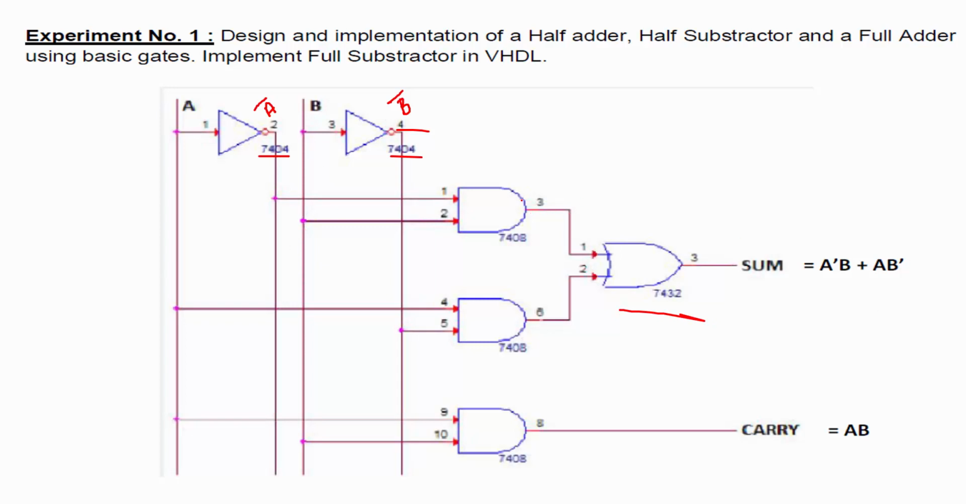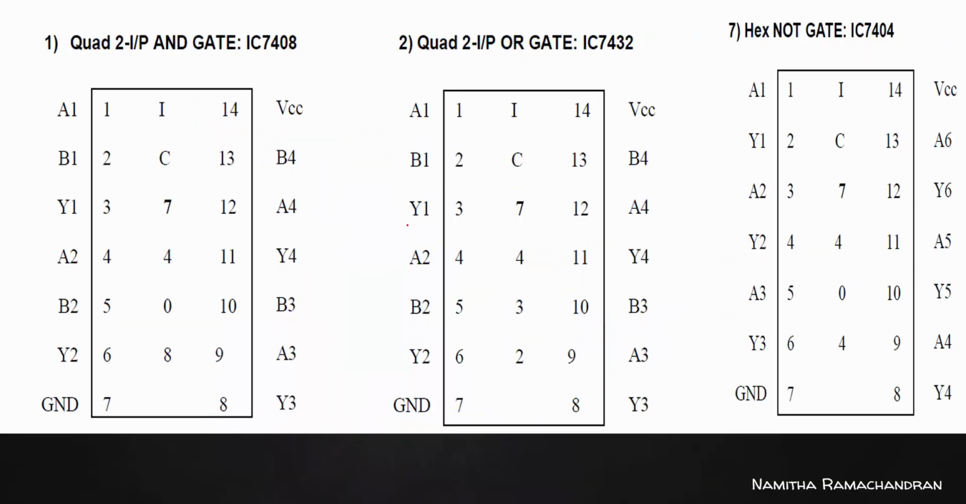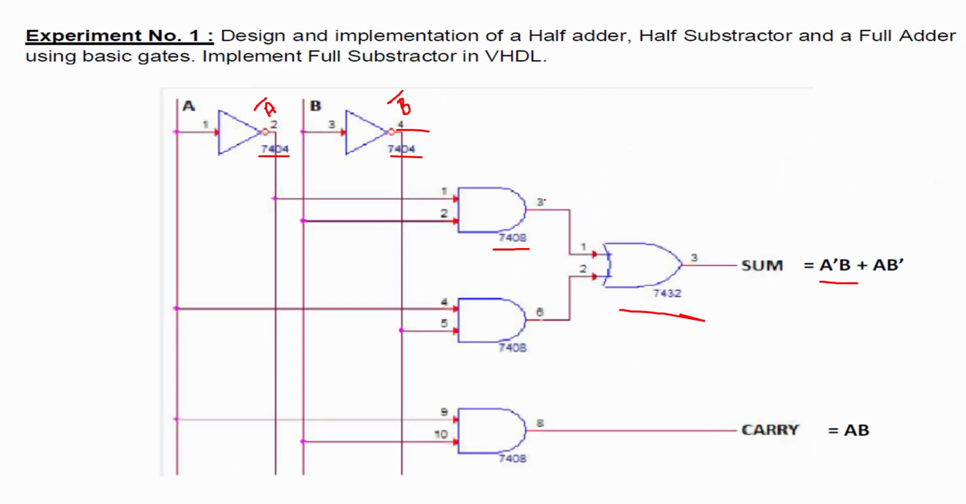The first expression is A bar B. So use an AND gate, mark that IC number and take that 2 port of the NOT gate as an input to the first input of the AND gate, and this B as the second input of the AND gate. So refer to our AND gate pin diagram and connect these 2 ports. And this is our A bar B. Okay, so mark it as 3.